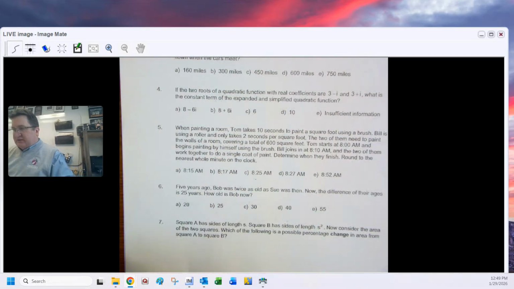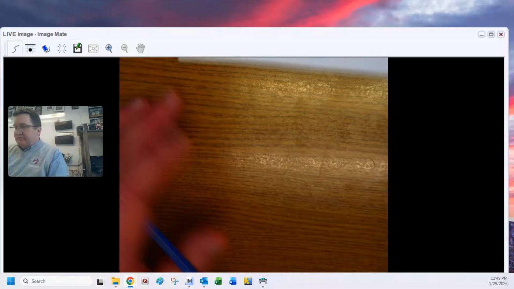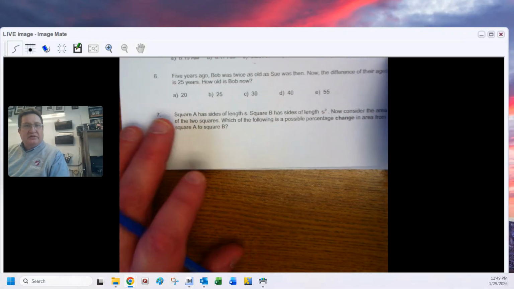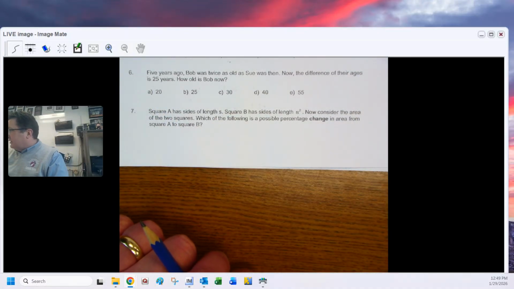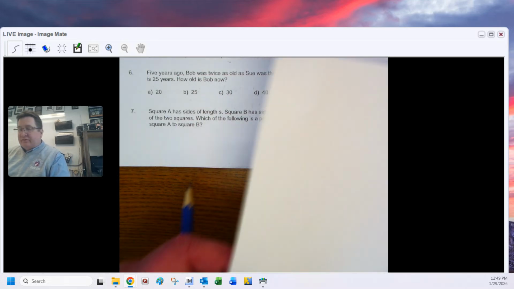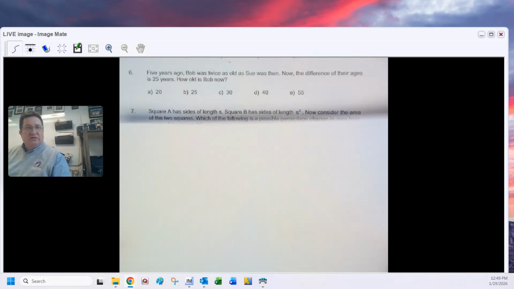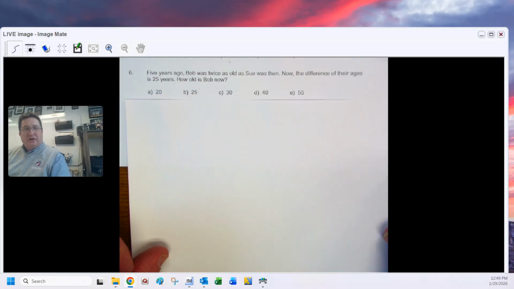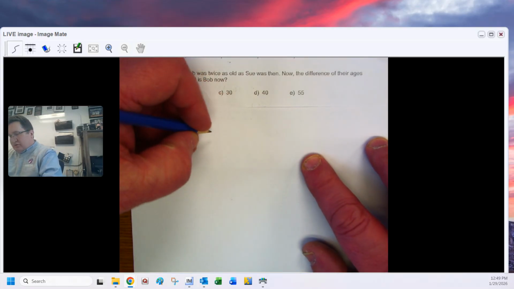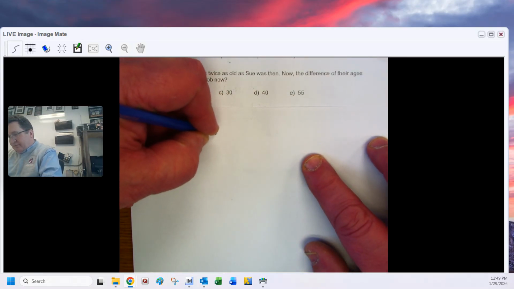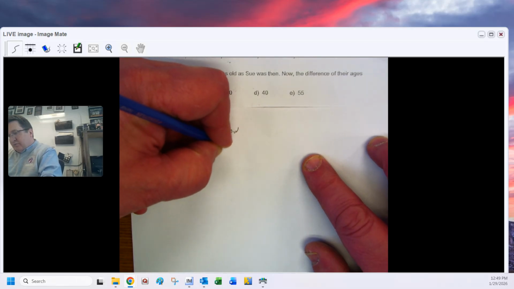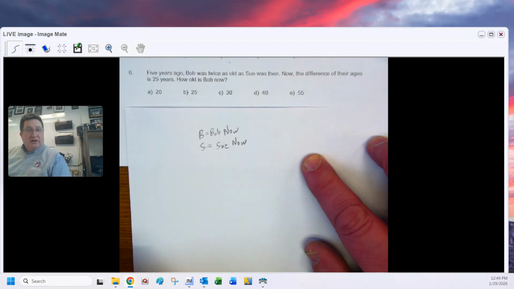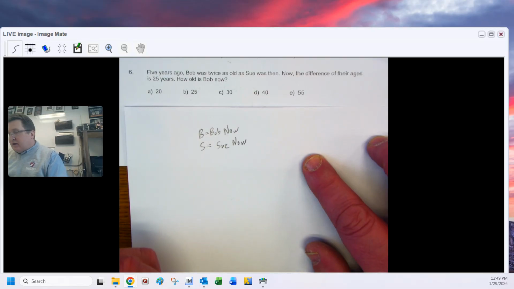So on question 6, let's get this on the screen here. It says 5 years ago, Bob was twice as old as Sue was then, and the difference of their ages is 25. How old is Bob now? Okay, so if we let B equal Bob now, and S equals Sue now. I have an Uncle Bob and Aunt Sue. How about that?